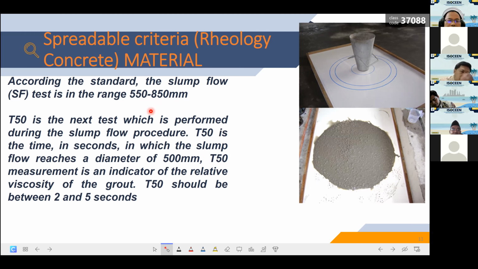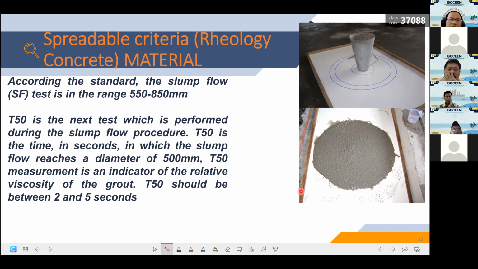While we conduct the slump flow test, we measure the time. The time we call the T50. T50 is the time in seconds in which the slump flow reaches a diameter of 500 millimeters. This is an indicator of the relative viscosity of the grout. According to the standard, T50 should be between 2 and 5 seconds.